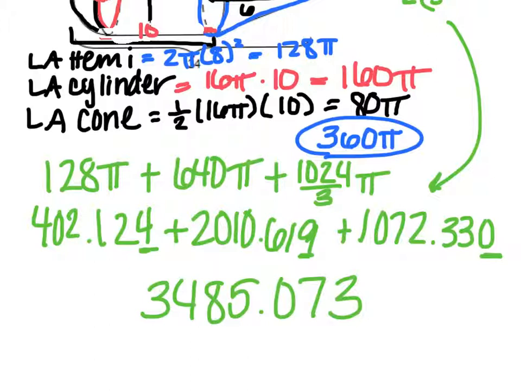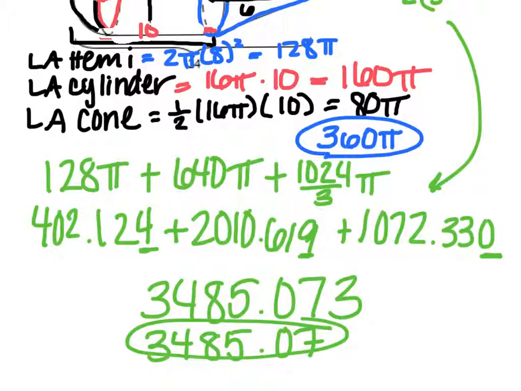So if it asks you to round to 2 decimal places as you're going throughout the problem, include one more as you're adding and subtracting and multiplying. So your final answer would be 3,485.07. Okay, it just keeps your rounding pretty consistent and you'll be more accurate in your answer.